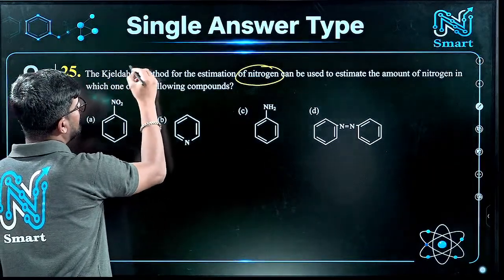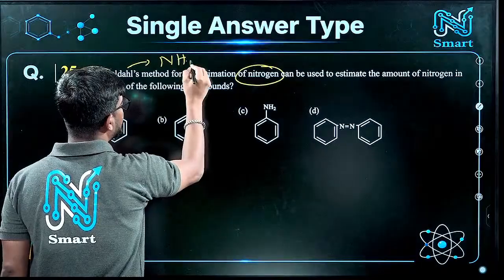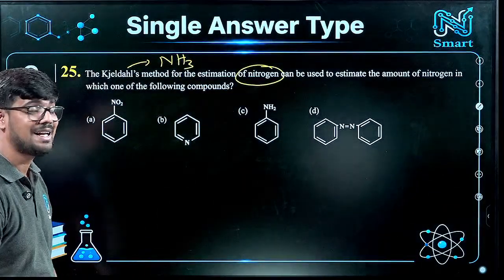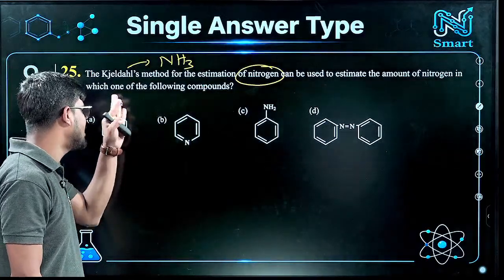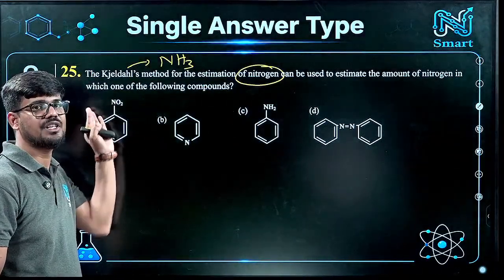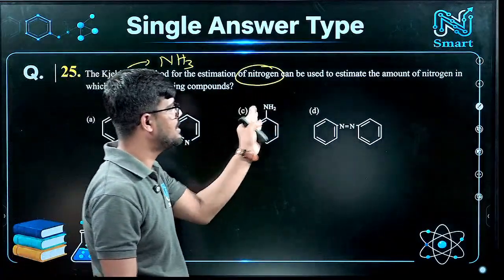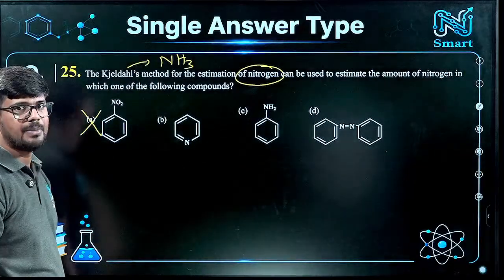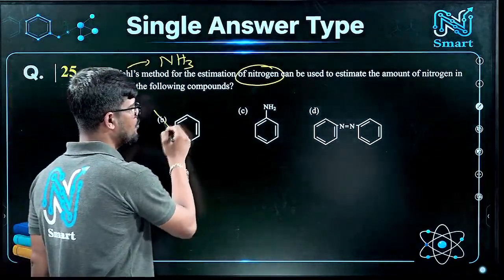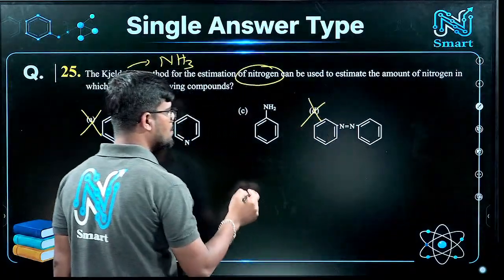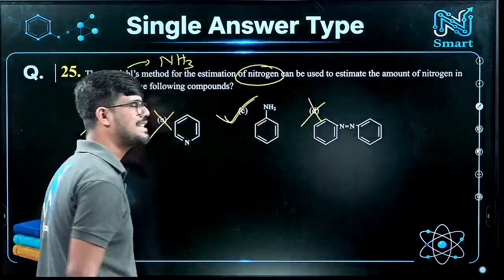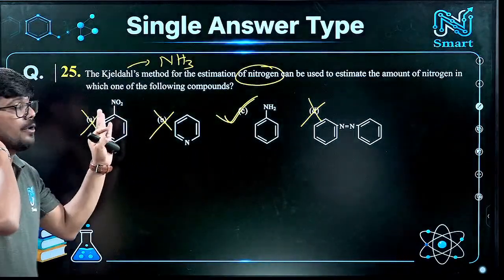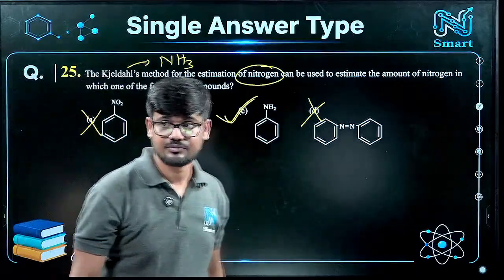Remember, in Kjeldahl's method, finally we will get ammonia. So ammonium sulfate we will get, from that finally we will get ammonia. So can you convert this nitrogen into ammonia, this nitrogen into ammonia, this in ammonia? Nitrobenzene, it is not possible. Pyridine, not possible. Then azobenzene, not possible. Only in case of this you can get ammonia from aniline. This is the limitation. This question is framed from the limitation of Kjeldahl's method.